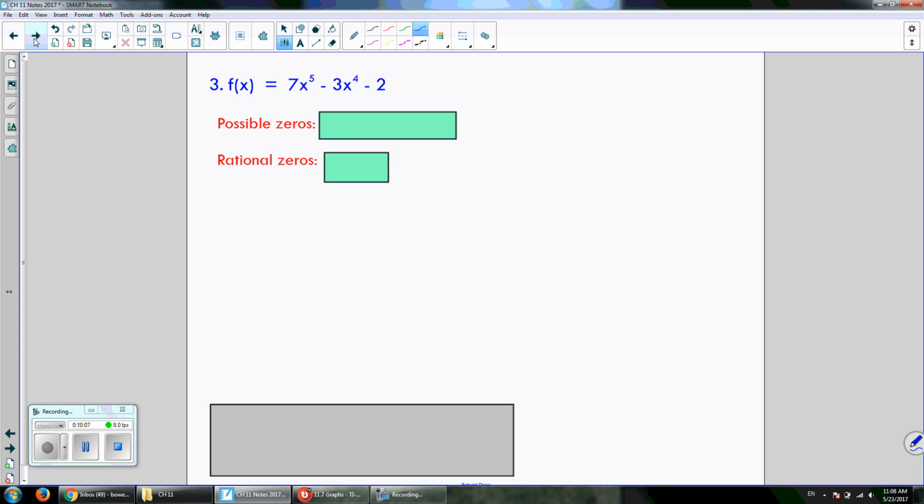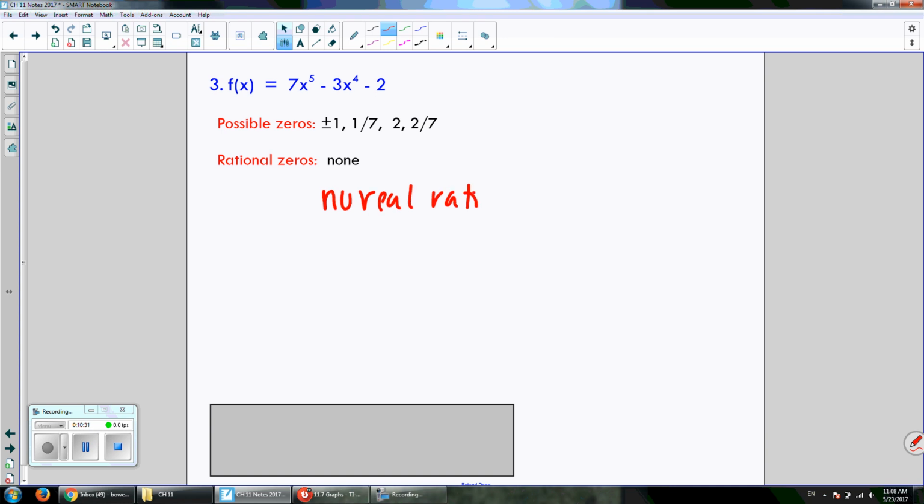Okay, so if you did it right, you would have gotten your possible zeros to be plus or minus 1, 1/7, 2, and 2/7. And then you should have graphed it to check, and you actually would have found that there was none that crossed the x-axis, meaning you have no real rational zeros. So this full explanation would say no real rational zeros, meaning they could be imaginary or complex.